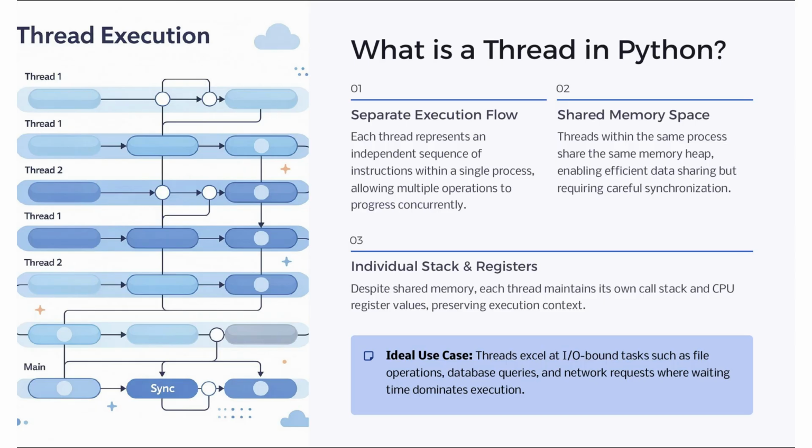A thread in Python is an independent execution flow within a process, allowing concurrent operations. Threads share the same memory space, necessitating synchronization to prevent conflicts. Each thread has its own stack and registers, maintaining execution context. Threads are ideal for I/O-bound tasks like file operations and network requests, where waiting time is significant.